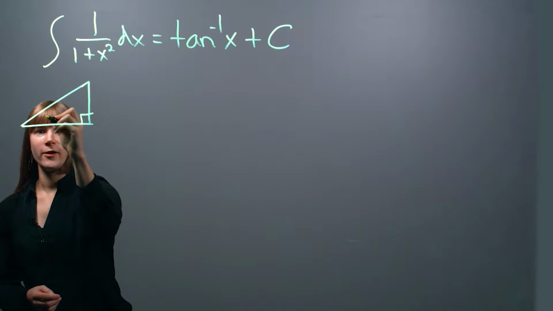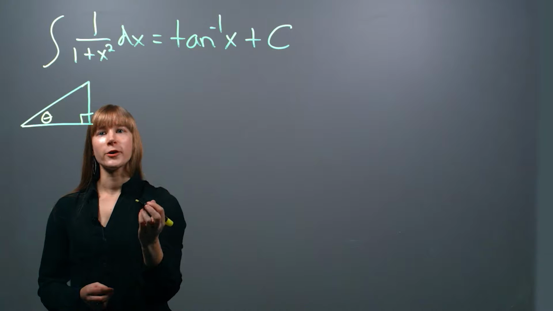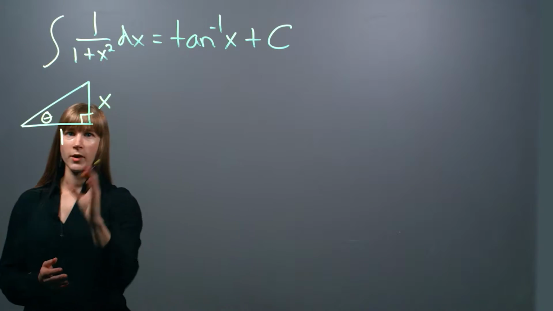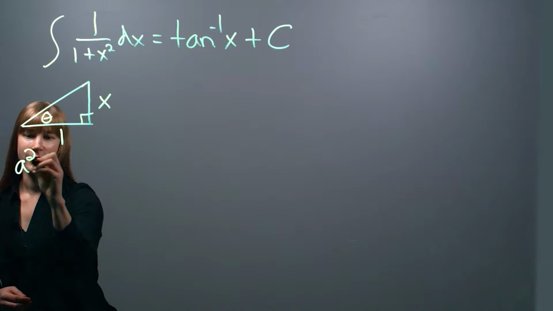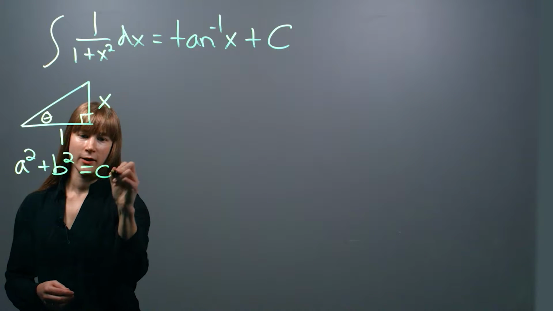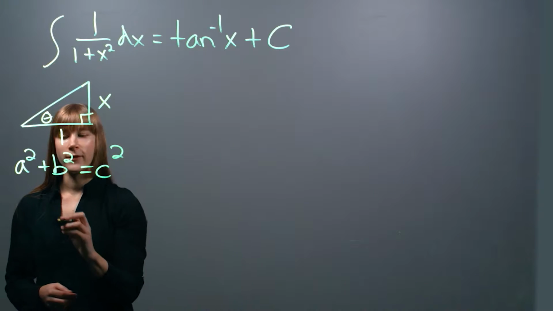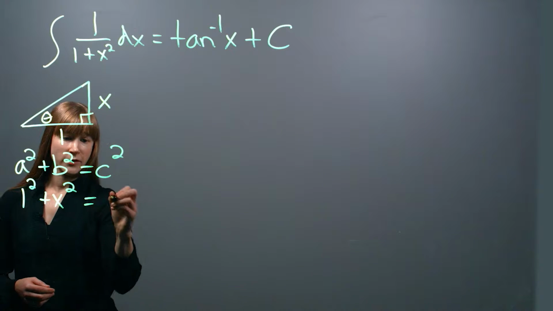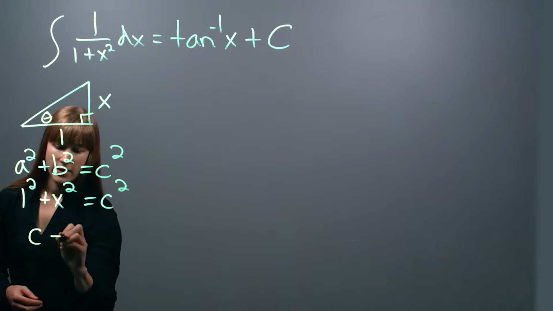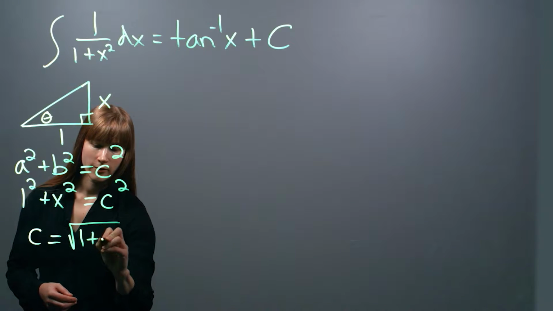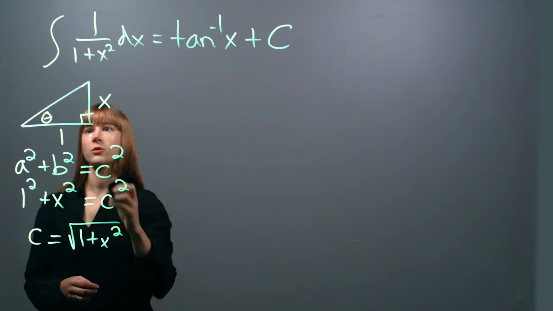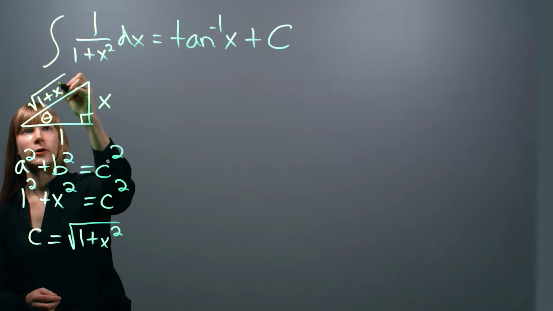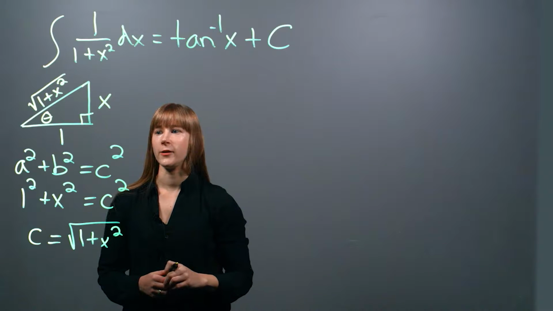I'll draw a right triangle. I've got theta in the corner. I'm going to call this side x and this side 1. So the Pythagorean theorem would tell us a squared plus b squared equals c squared. So we can fill in the numbers we have. 1 squared plus x squared equals c squared. So c equals the square root of 1 plus x squared. So we could fill that in on the corner, the hypotenuse of our triangle.